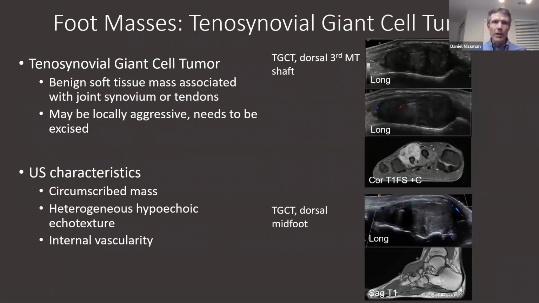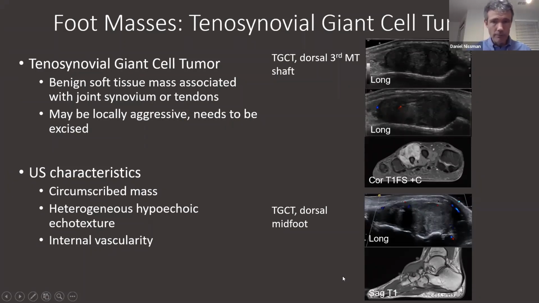Tenosynovial giant cell tumor. This is a benign soft tissue mass associated with the joint synovium or tendons, may be locally aggressive and needs to be excised. And it's a circumscribed mass that you see here. Heterogeneous hypoechoic echo texture, so it's not as uniform as in some of the other masses that we've seen. And it does have some internal vascularity. So we see that here and here. And on this MR, I don't know if you can see that, but there are erosive changes of the dorsal midfoot. And this is why these need to be excised, because they can be locally aggressive, even though they're not malignant lesions.